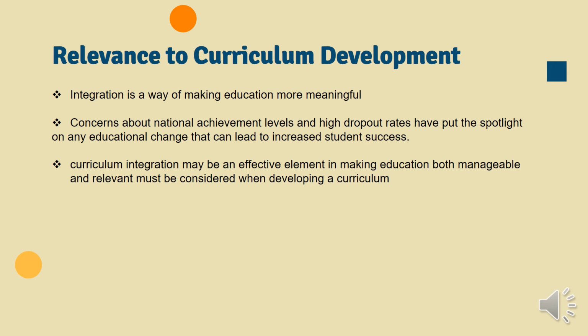So this slide focuses on relevance to curriculum development. The first pointer reads, integration is a way of making education more meaningful. Concerns about national achievement levels and high dropout rates have put a spotlight on any educational change that can lead to increased student success. So having an integrated curriculum will help with dropout rates and have a change in student success rates. Lastly, curriculum integration may be an effective element in making education both manageable and relevant, and must be considered when developing a curriculum.